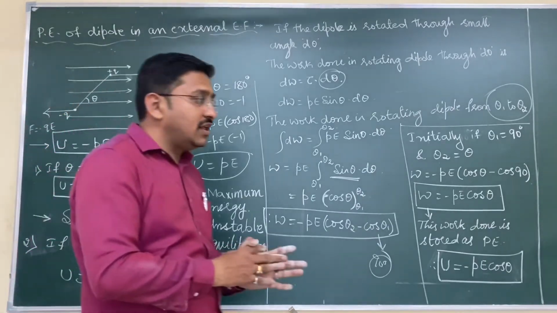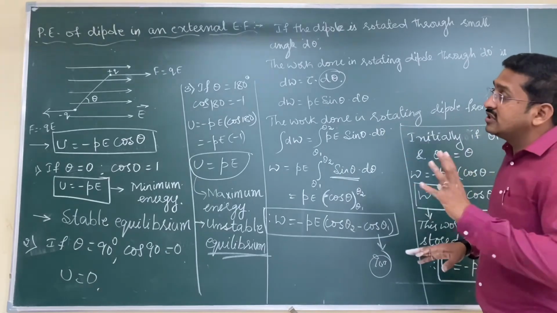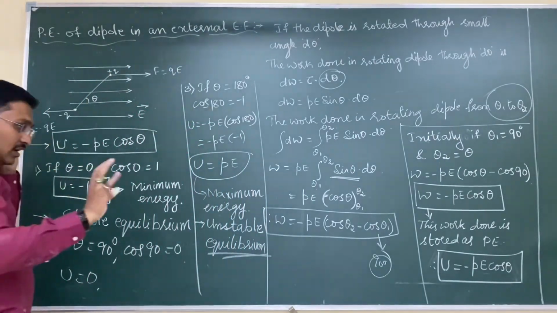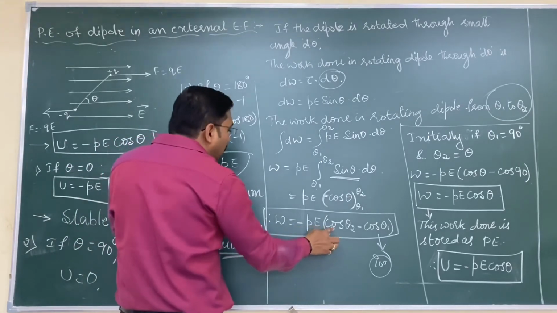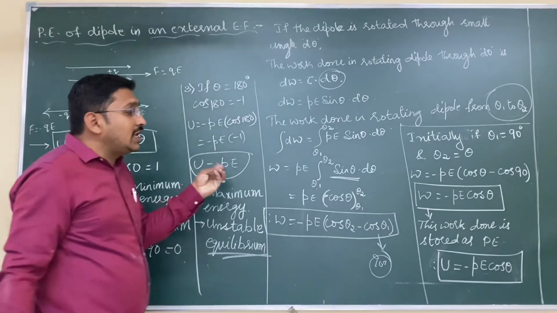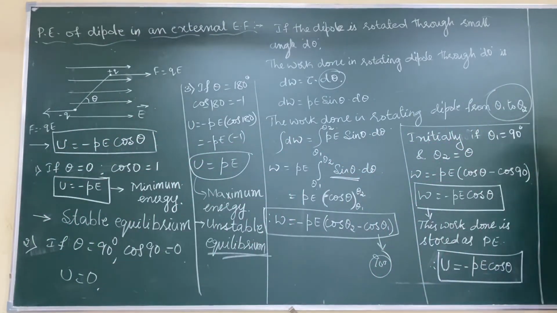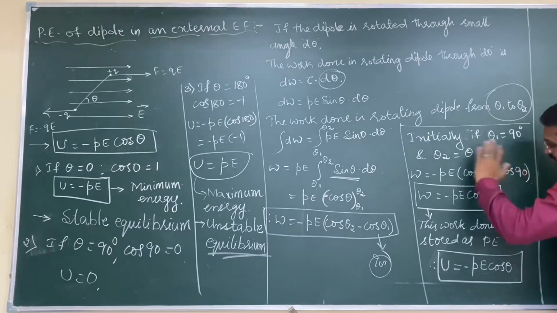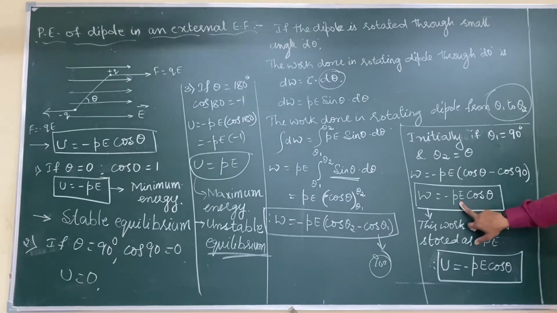Do you understand? In this we have three conditions. First, what is the potential energy? In general, U is equal to minus P (cos theta 2 minus cos theta 1). Initially, when you assume that the dipole is perpendicular to the electric field, theta is 90 degrees. Substituting, we get work done is equal to minus P cos theta. From this work done, the same energy is stored as electrostatic potential energy.